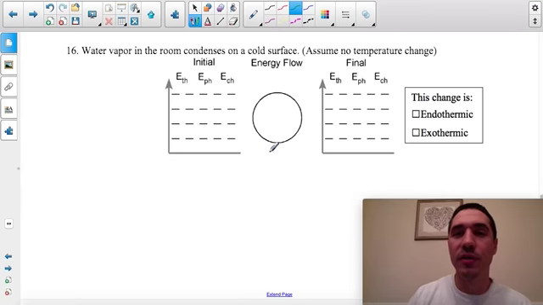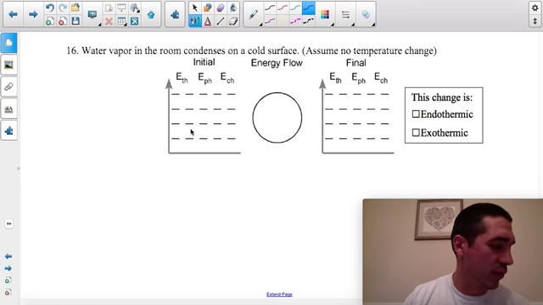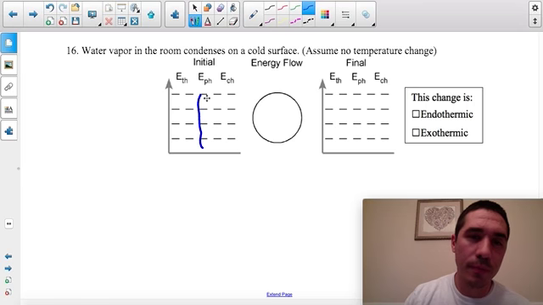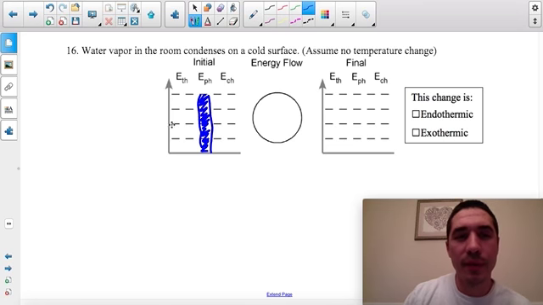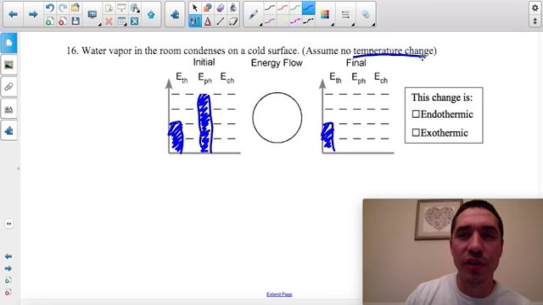Water vapor in the room condenses on a cold surface, assuming no temperature change. For this one, we start off as water vapor, which is a gas. Because it's a gas, we have to give it 4 bars of energy. The amount of thermal energy we start with doesn't really matter because that one is going to stay the same. I'm just going to say that it's like room temperature water. The problem says assume no temperature change, so my thermal count stays the same.